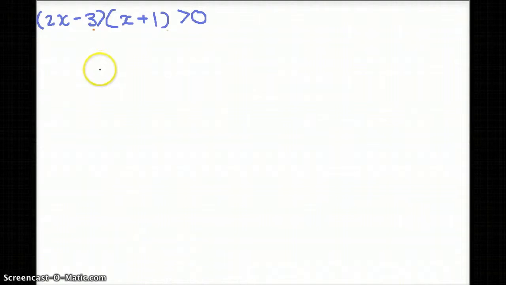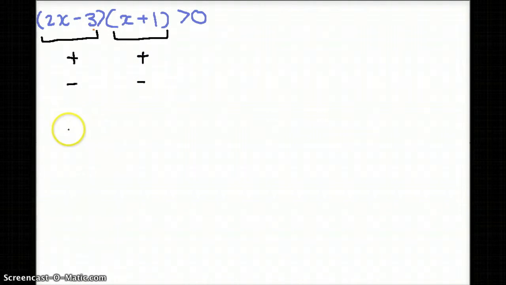So we have (2x − 3)(x + 1) > 0. Since this is already factorized for us, we don't really have to do anything. So I'm going to use method number 1, where we make more inequalities. When we say this part times this part is greater than 0, it has to be a positive number. In order for this to be positive, 2x − 3 can be positive and x + 1 has to be positive, or they can both be negative.